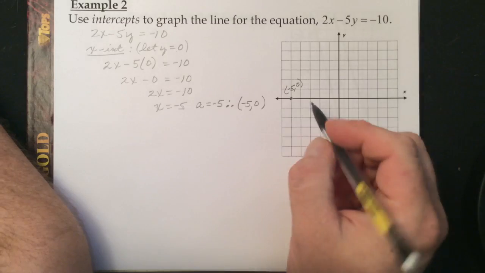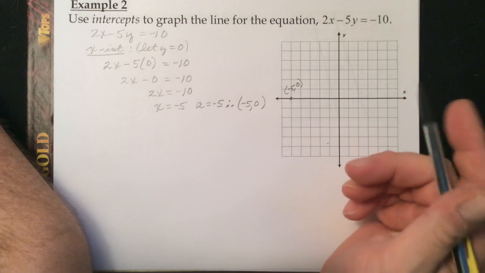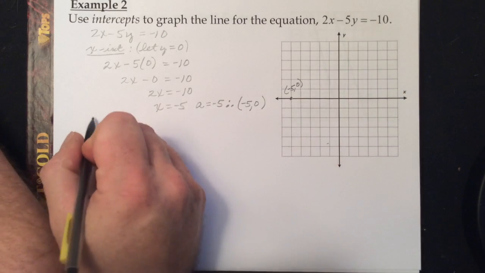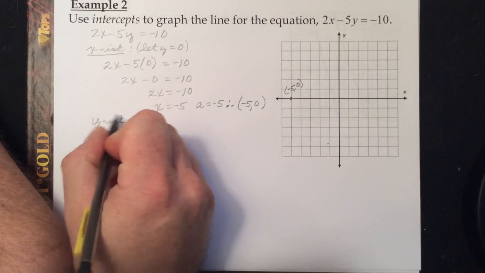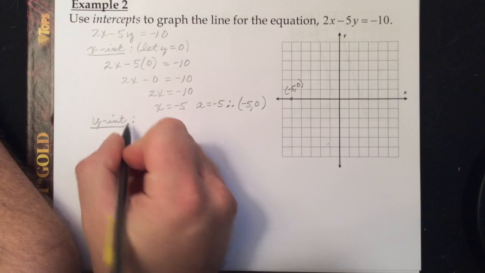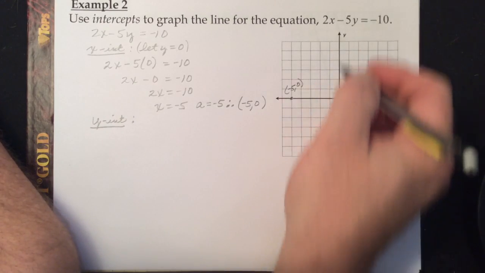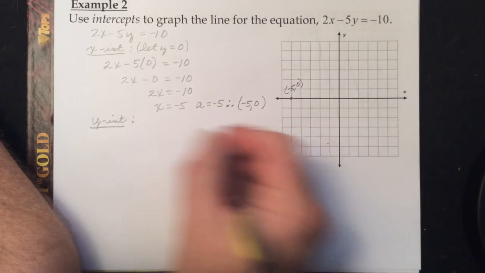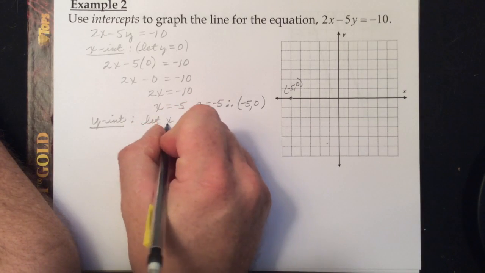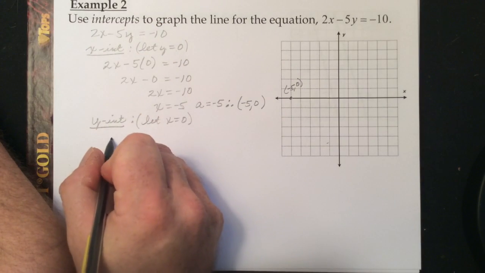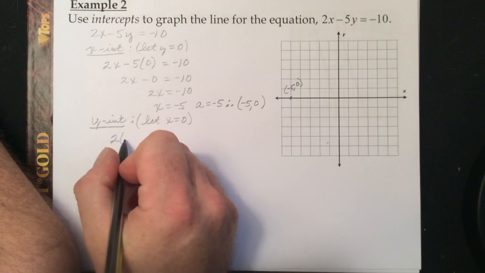Once we get the other point, we'll have 2 points and we can graph our line. Of course, it'll be crossing somewhere on the y-axis. For the y-intercept, you pretty much do just the opposite. If you want to find the y-intercept, the x-coordinate for any point on there has to be 0. So we let x equal 0. Go back to our equation and start over, substituting 0 for x.